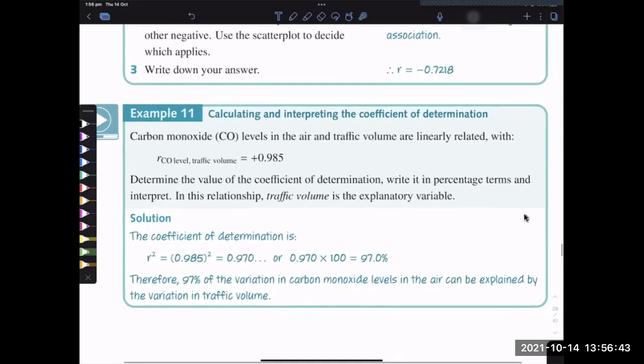All right, carbon monoxide levels in the air and traffic volume are linearly related. It's already told us. So there's two things we're looking at here: carbon monoxide levels in the air and the traffic volume. What do you expect? Let's just imagine if there's more cars, do you expect there to be more carbon monoxide in the air, or do you reckon there's less? More cars, more carbon monoxide.